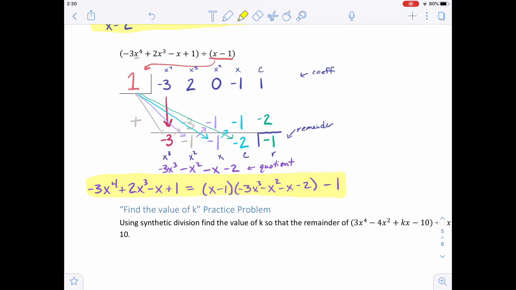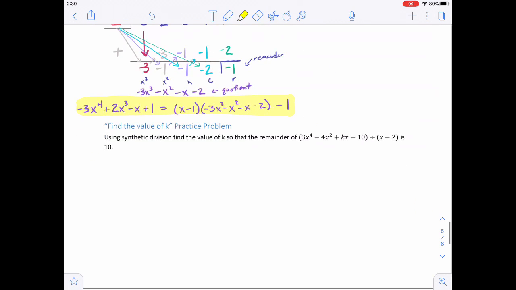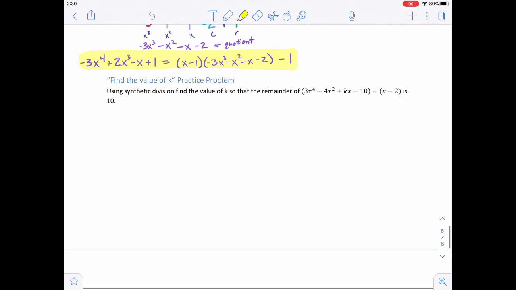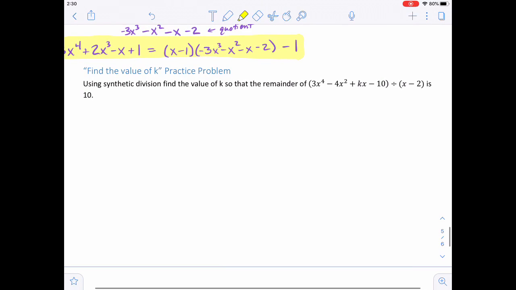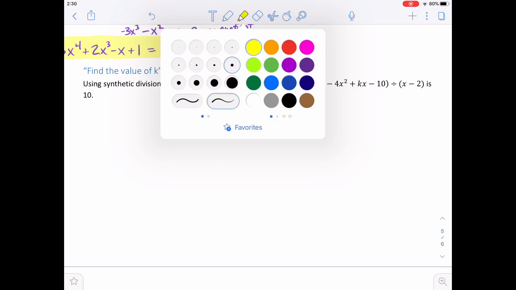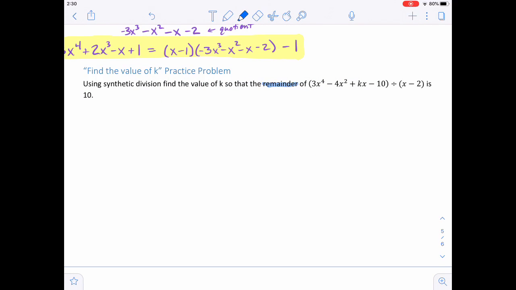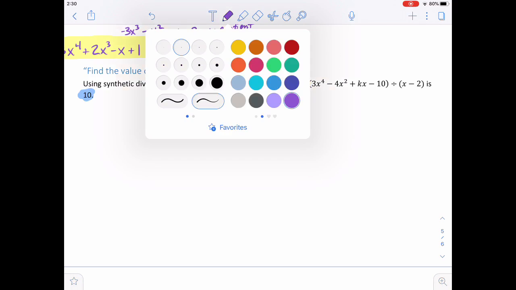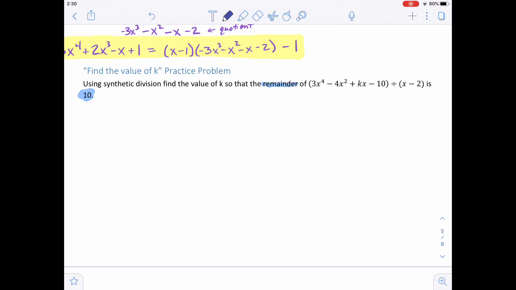We can also use synthetic division to help us solve those k value problems. So let's do one of those, and that'll be the last thing we do on these notes. So we're going to use synthetic division to find the value of k, so that the remainder of this division, 3x to the 4th minus 4x squared plus kx minus 10 divided by x minus 2, is 10. All right, so we got to set it up.